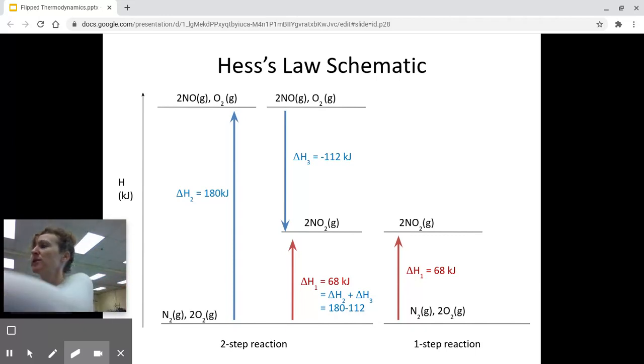Now, let me show you something in your book while we're talking about this. If you go to the back of your book, there is an appendix starting, let's see.